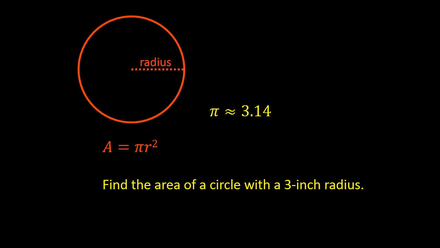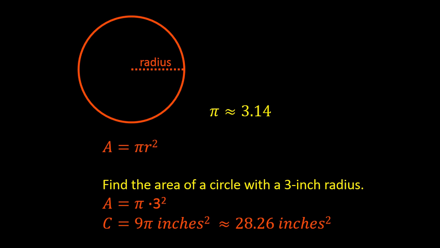So what if we have a circle that has a 3-inch radius? How can we find its area? Well, we know that area is pi times radius squared. So the area would be pi times 3 squared, which would be 9 pi square inches. And if we substitute 3.14 for pi, we get an approximation of 28.26 square inches of area inside the circle.